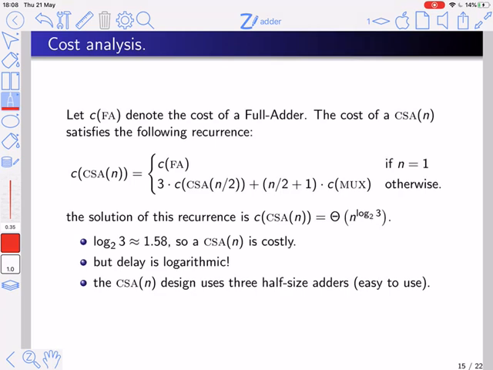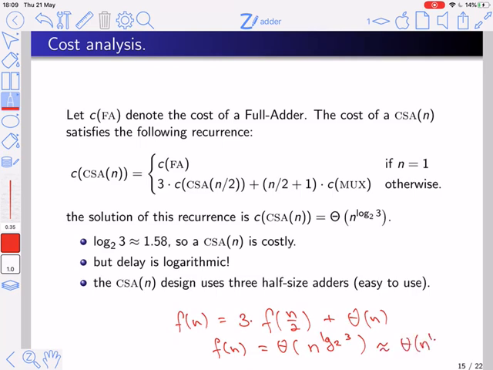What about the cost? So we denote the cost of a full adder by CFA, the cost of a conditional sum adder with parameter n. Well, if n equals 1, it's just a full adder. If n is greater than 1, then we have 3 CSAs of size n over 2 plus our row of muxes. So we have here the recurrence f of n equals 3 times f of n divided by 2 plus theta of n. Now the solution of this recurrence, we saw this was recurrence number 3 in the chapter on asymptotics, is f of n equals big theta of n to the power of log base 2 of 3. Yeah, so this is roughly n to the power of 1.58.